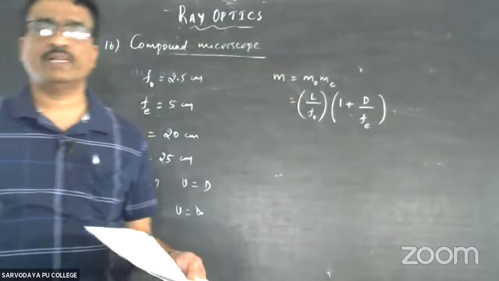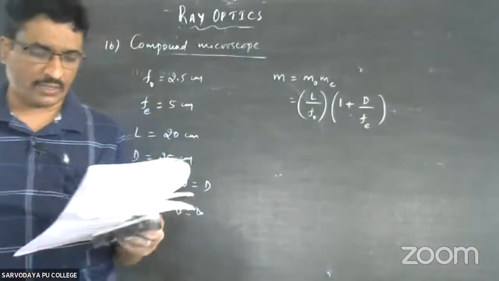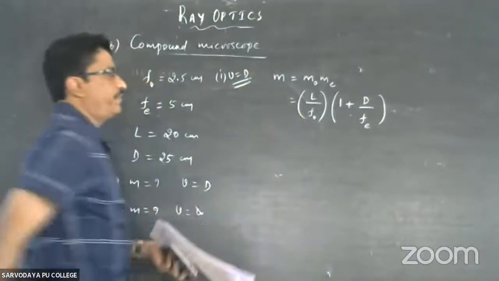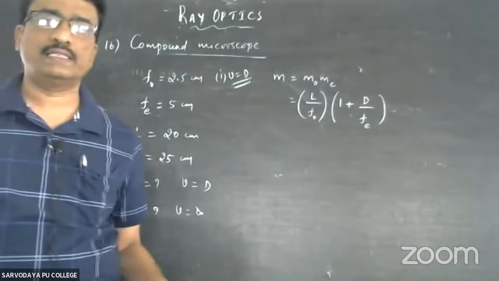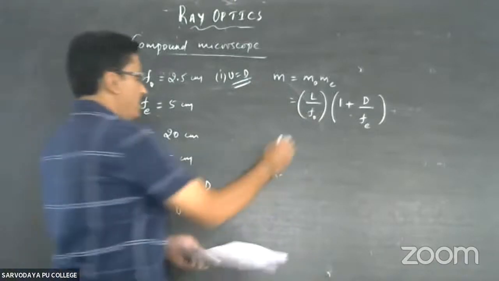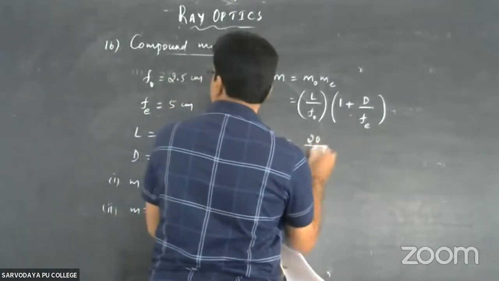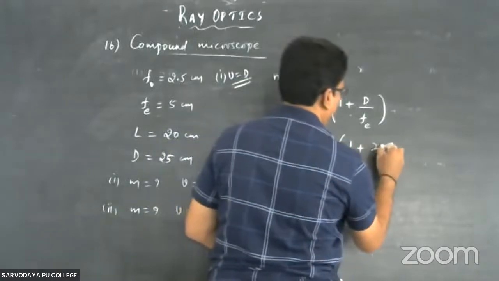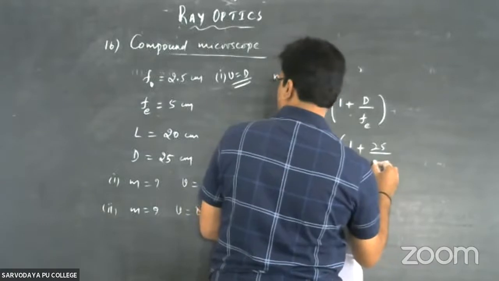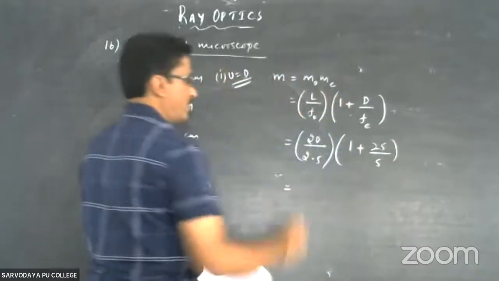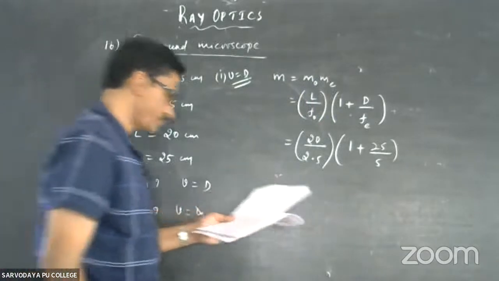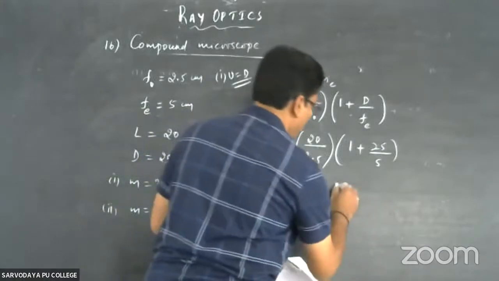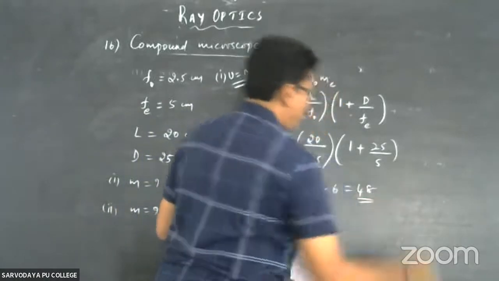The first one again, you can easily write this down, and this is for V equal to D. That means the final image is being produced at the least distance of distinct vision. Now, L by f0 is 20 by 2.5, into (1 + 25 divided by 5). Therefore, it is 8, and this is 6. Therefore, magnifying power is 48.